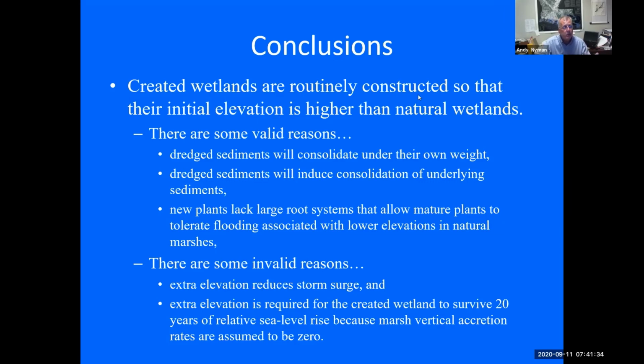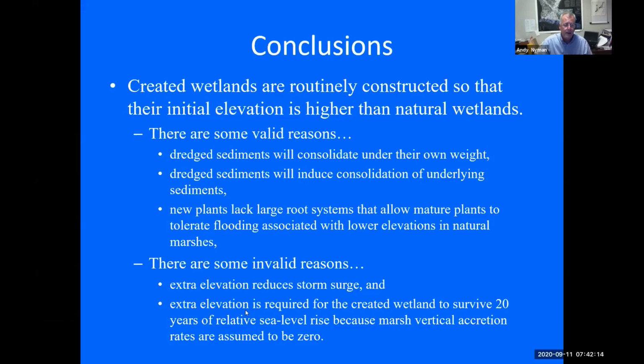We have to build them too high, and there's some good reasons. You know, the sediments are going to consolidate on their own weight. They're going to deflate. We're going to induce some consolidation. I didn't talk about the fact that these sediments have no plants in them. And baby wetland plants cannot do what a grown-up wetland plant does, which is pump a lot of oxygen underground. So these baby plants need extra elevation as well. But putting elevation up to reduce storm surge is kind of dumb. If you want to reduce storm surge, build a levee. I can't prove it, but I think it'll be cheaper to build a levee than a created marsh many miles from the house you're trying to protect.